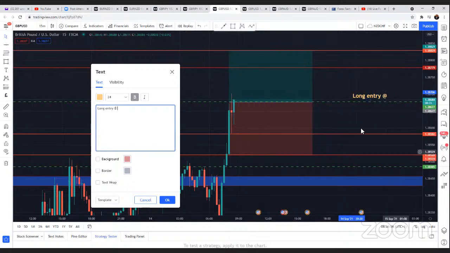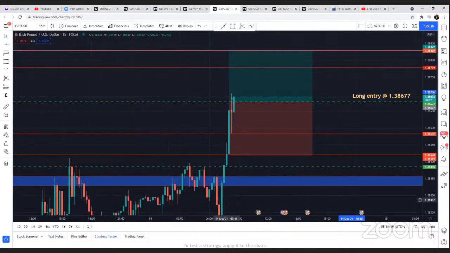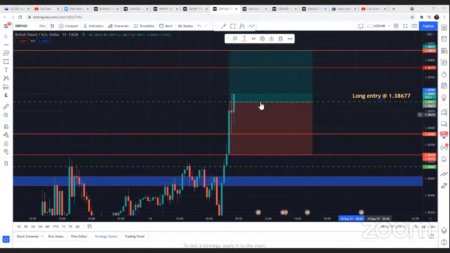Now the entry was, let's see, 1.38677. That was the entry.